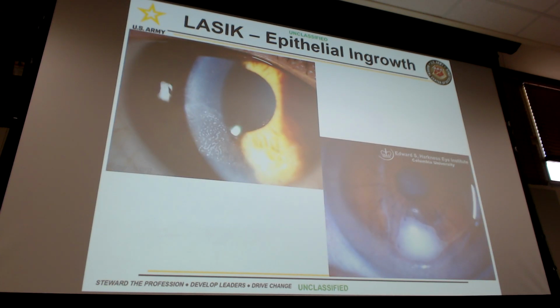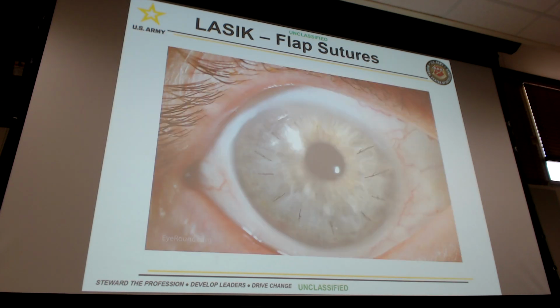This is a picture of the cells growing underneath the flap. You can see these cells right here. That's not supposed to be there. It should be clear, but epithelial cells kind of grew underneath the flap, and that's kind of what they look like after the fact. Not super common either, and they can be treated. They'll just lift the flap back up and clean that all out and put the flap back down.